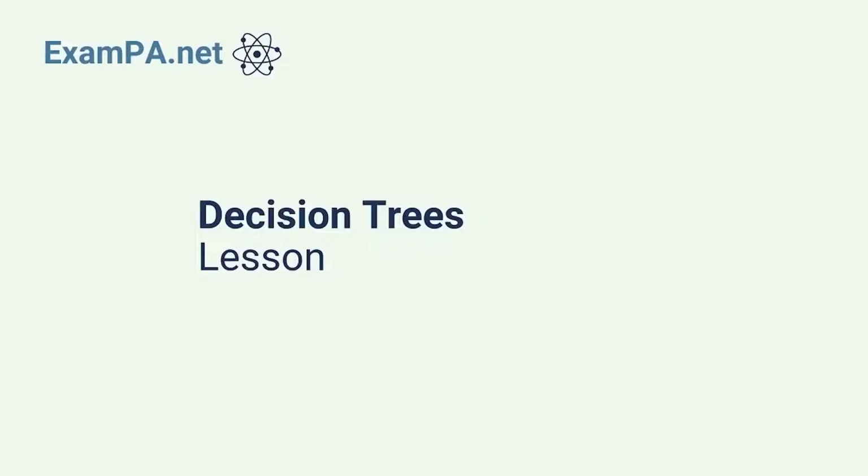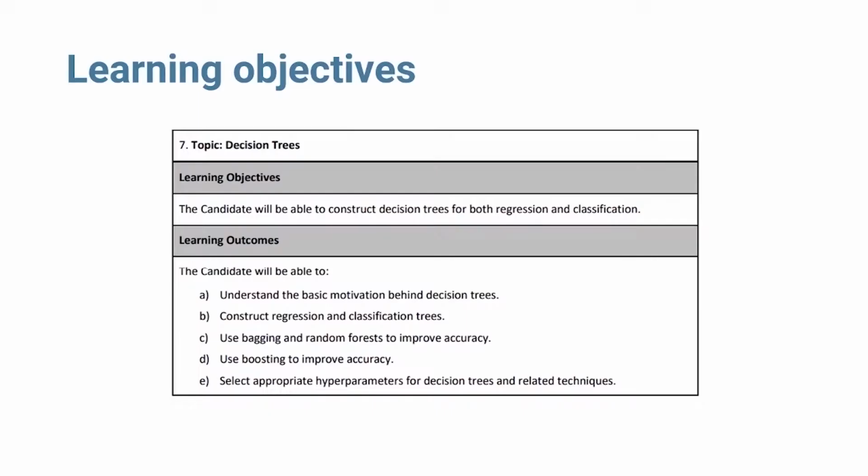In this video, you will learn the final type of machine learning model on PA, the tree-based model. Broadly, this is called the Decision Trees chapter, but it actually refers to 3 different types of models. You'll learn how to understand the basic motivation behind decision trees, how to construct regression and classification trees, bagging and random forests to improve accuracy. Along the way, you'll learn how to select appropriate hyperparameters for each of these models.